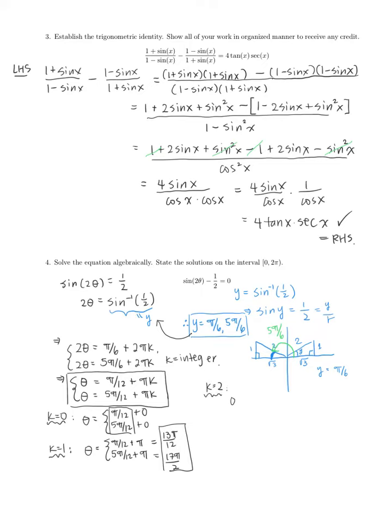All right, so now let's go with k equals 2. When k equals 2, our theta is going to be pi over 12 plus 2 pi. That's clearly going to be outside of 2 pi. And then this is going to be bigger than what we just got above.